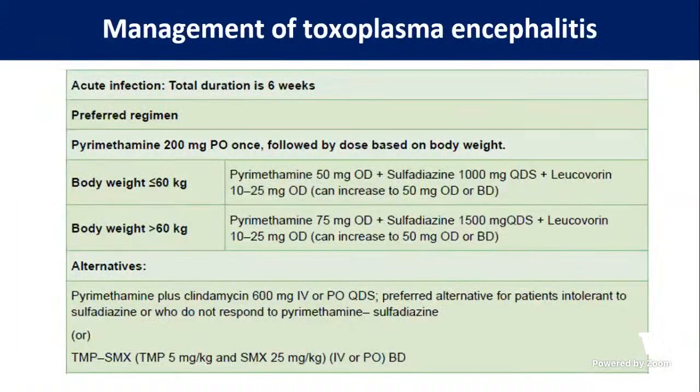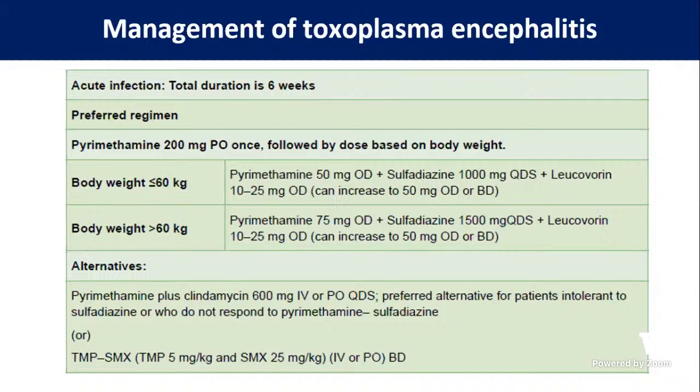So how do you manage toxoplasma encephalitis? The preferred regimen, remember, the total duration of treatment is 6 weeks. The preferred regimen is a combination of pyrimethamine given as 200 milligrams per oral once, followed by a dose based on body weight. For body weight less than or equal to 60 kgs, pyrimethamine 50 milligram once a day plus sulfadiazine 1000 milligrams plus leucovorin to prevent folic acid problems.